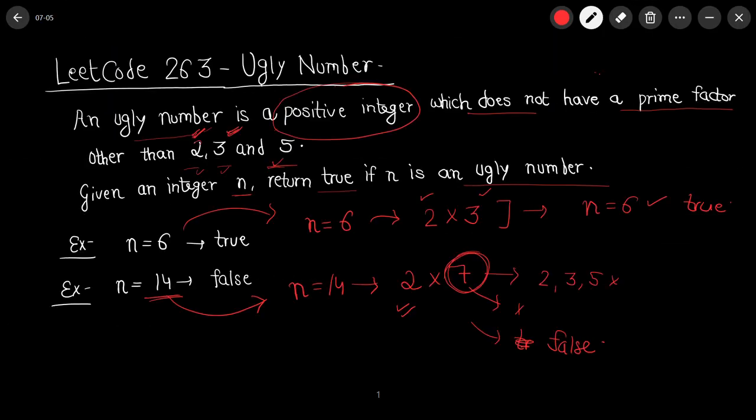Coming to the approach of solving it, we are told at the start that an ugly number is always a positive integer. So at the first we can put a check that if our number is not positive, that is, it is less than or equal to 0, we can directly return false, because we know an ugly number is always a positive integer. This early check we would put at the start of our code. Now let's deal with the positive cases.